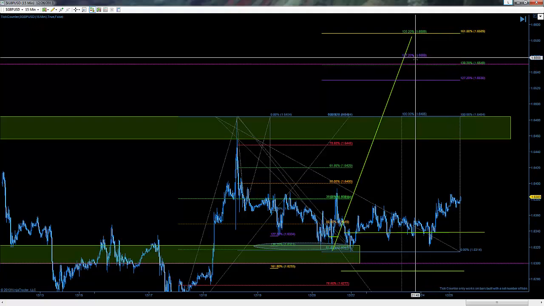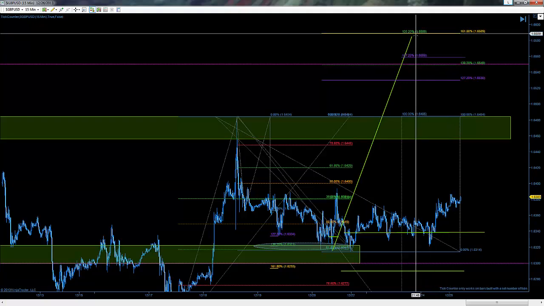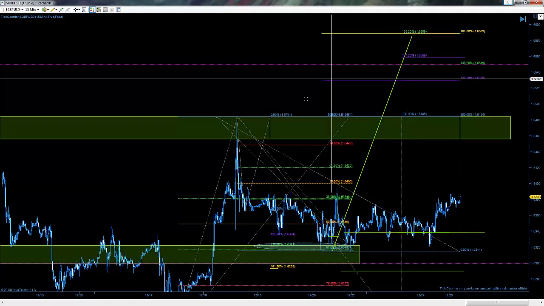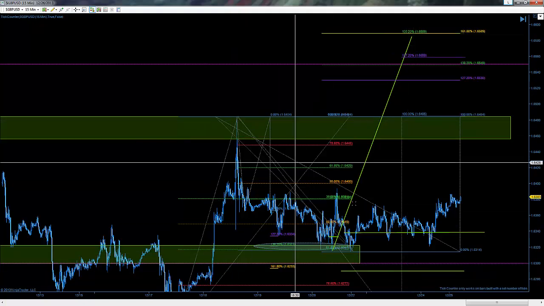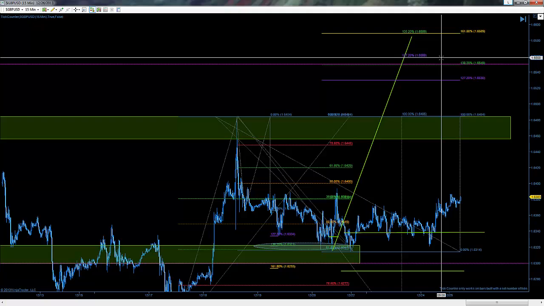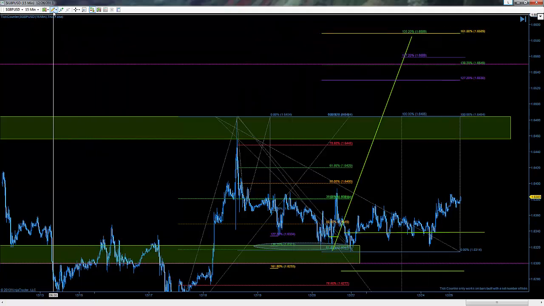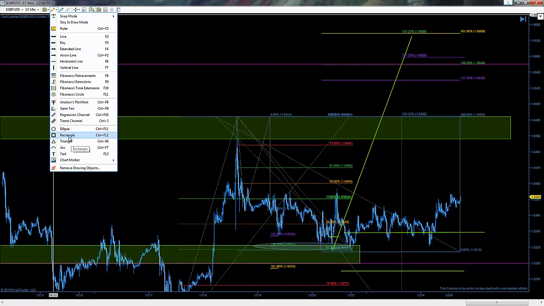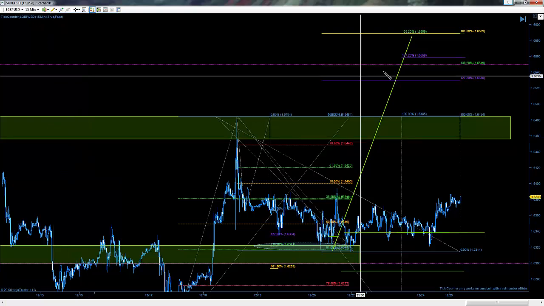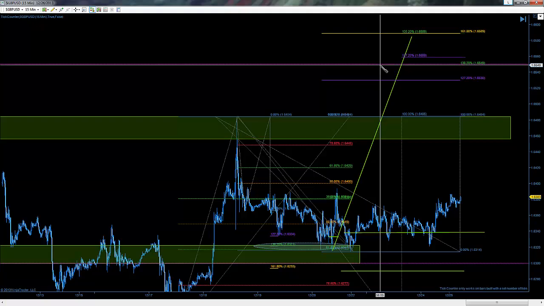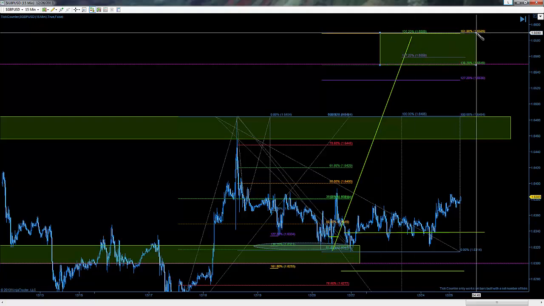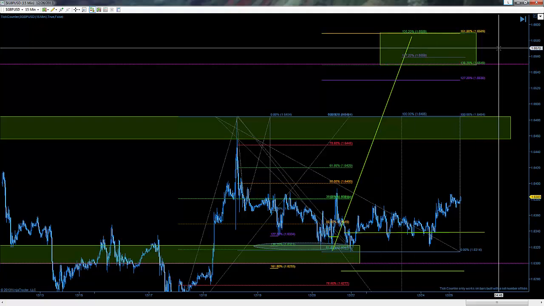We see that we have a 127 extension. We see that we have a 161 and a 138. That is the confluence of these two. So we see that we have a possible target area, price reversal zone, that's around here. Now that's fairly big, and right now that is the best we have.